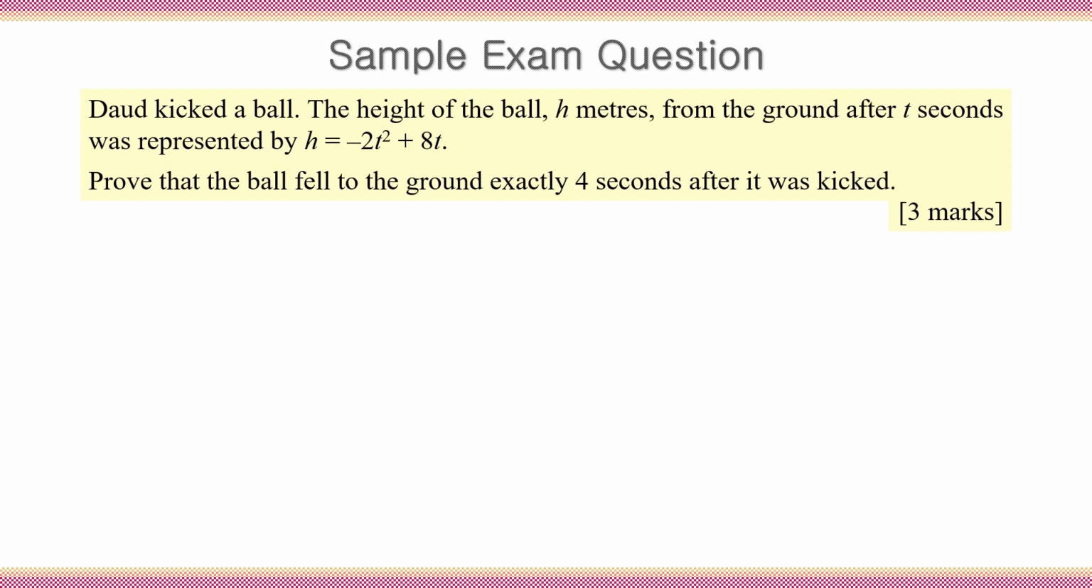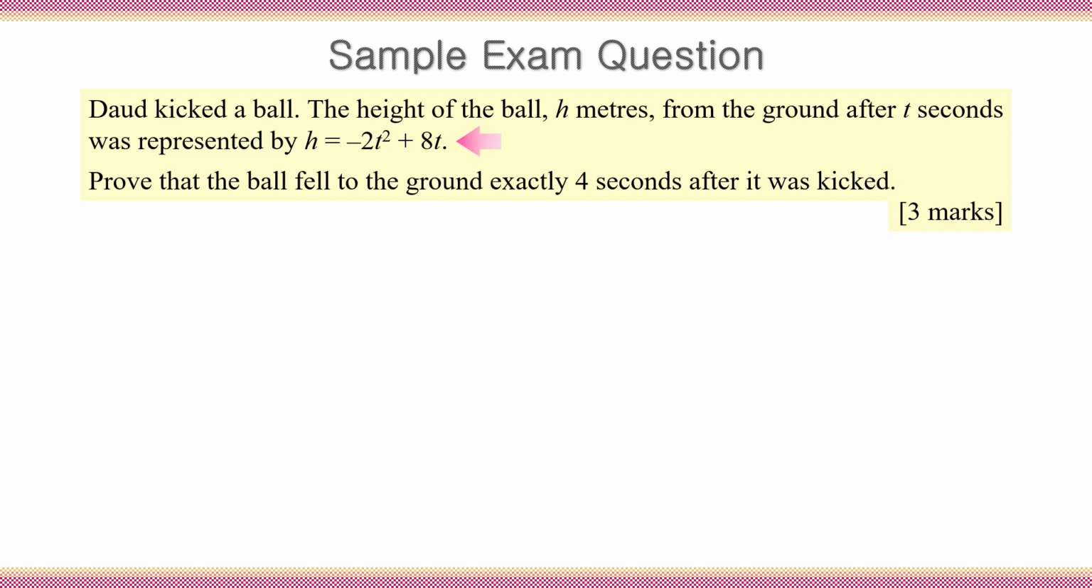Dawood kicked a ball. The height of the ball, h meters, from the ground after t seconds was represented by h equals negative 2t squared plus 8t. Prove that the ball fell to the ground exactly 4 seconds after it was kicked. This is a 3-mark question.